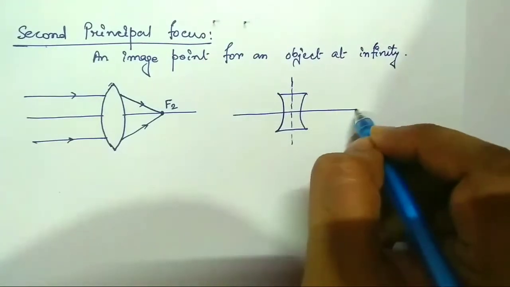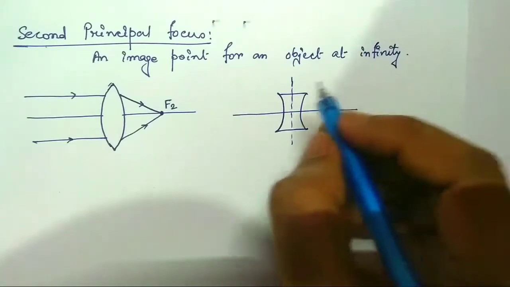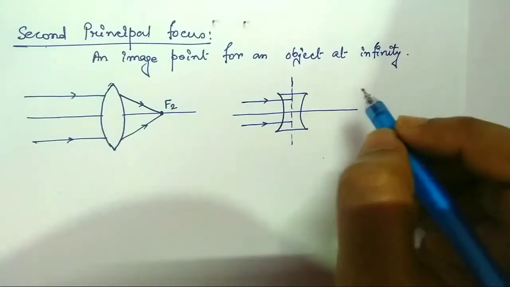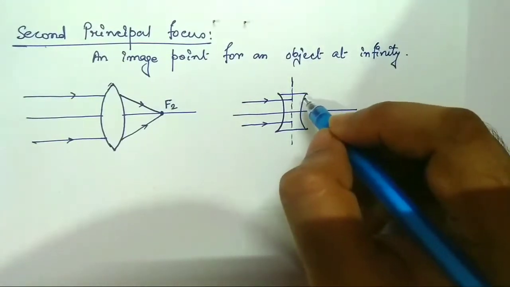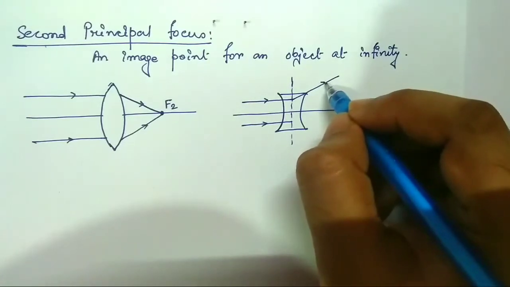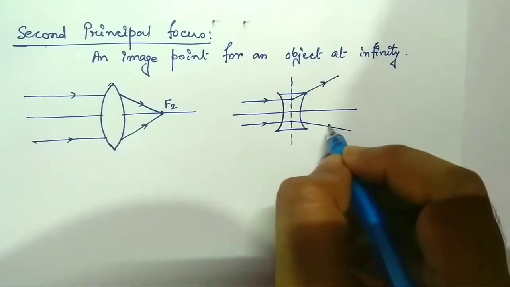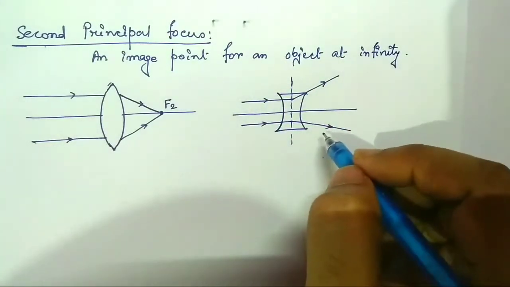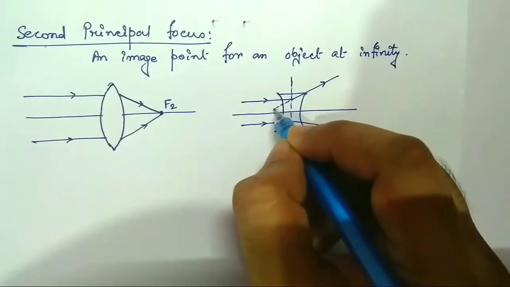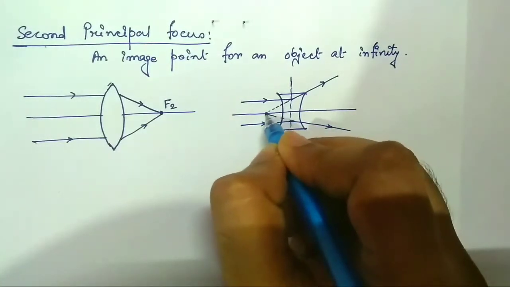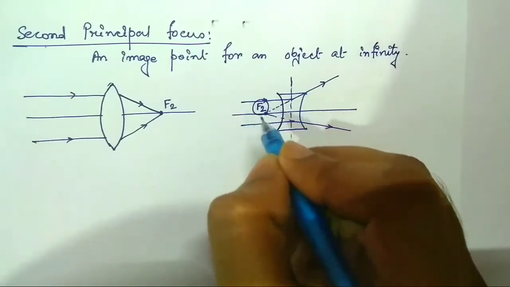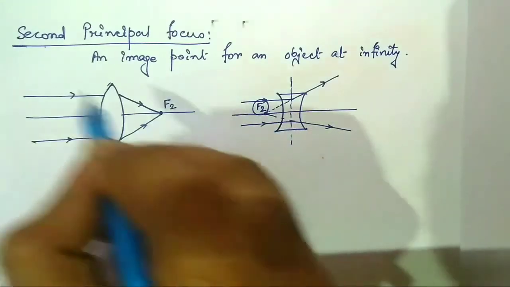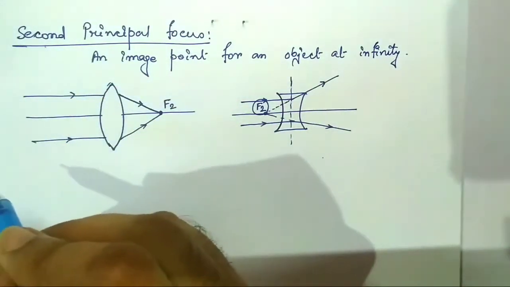This is the principal axis. The object is placed at infinity, so the rays will be incident parallelly on the lens. Now they will be divergent, because we know the concave lens diverges the incident rays. Produce these two lines backward, they will meet at this point, and this point is known as the second principal focus, F2. Naturally, we will discuss mainly about the second principal focus for a lens.